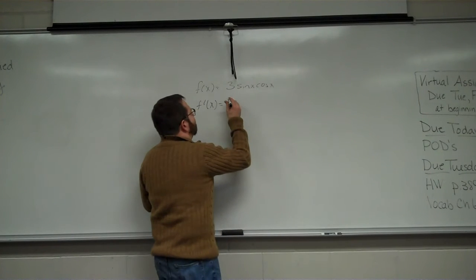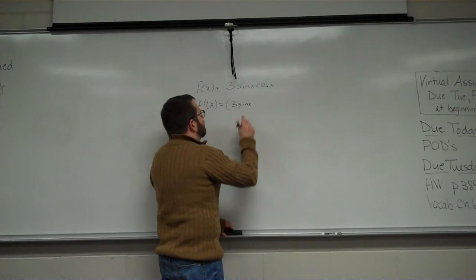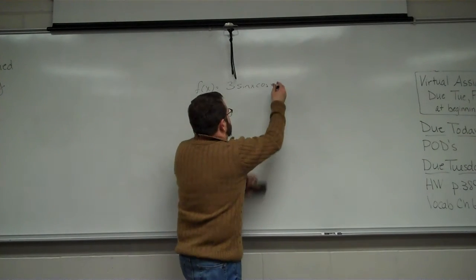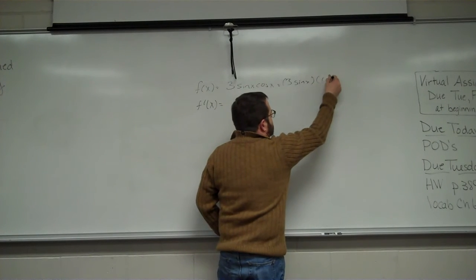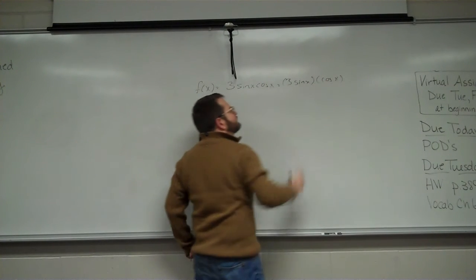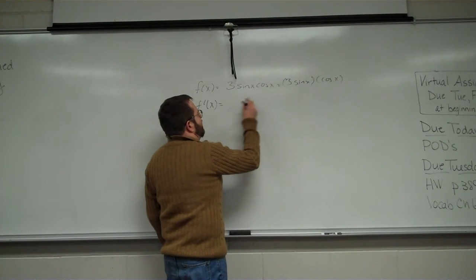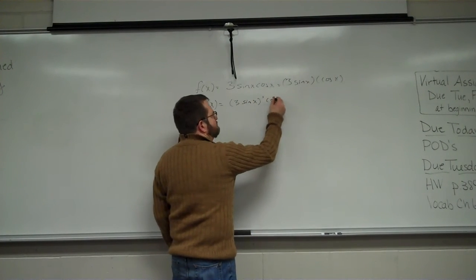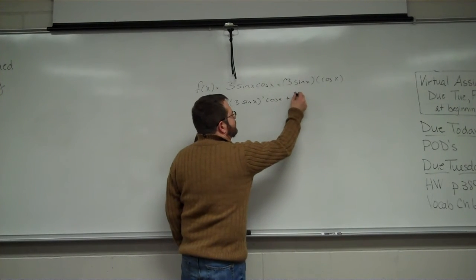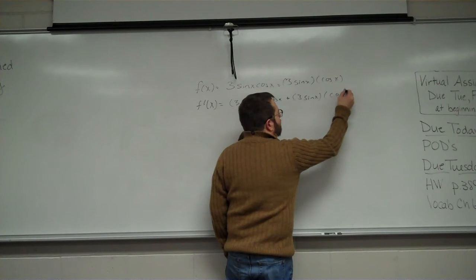So let's see. How about if I made this 3 sine x, well, let's rewrite this up here. 3 sine x, that'll be one of my terms, and the other is cosine of x. Alright, so my product rule tells me that it will be the derivative of the first term, I'm going to write it this way with a tick mark by it, times the second term, plus the first term, times the derivative of the second term.